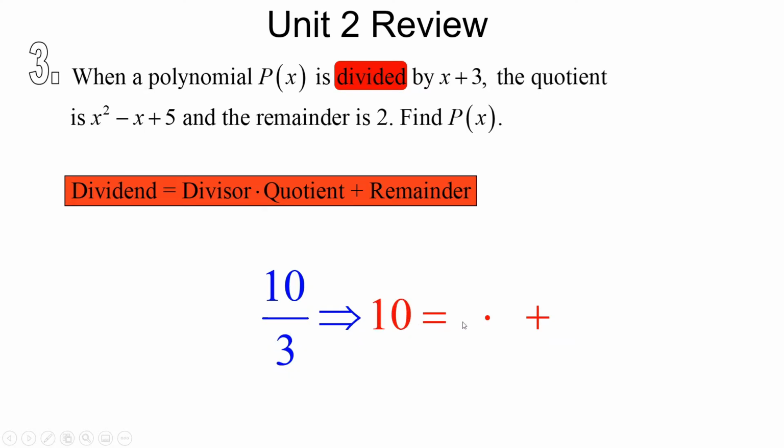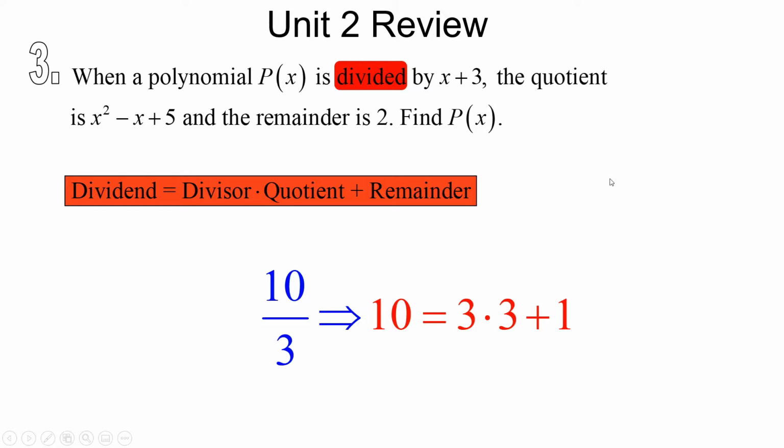So 10 equals 3 times my quotient. How many times does 3 go into 10? 3 times. 3 times 3 plus the remainder. Well, what's the remainder when 10 is divided by 3? That would be a 1. Now, do you guys agree that 10 equals 3 times 3 plus 1?